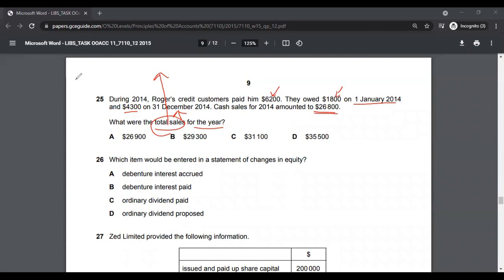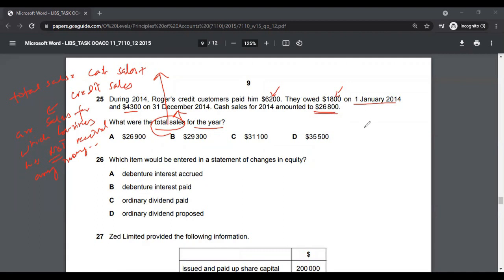So total sales equals cash sales plus the credit sales. And credit sales are sales for which the business has not received any money. So let's try to calculate the total sales here.